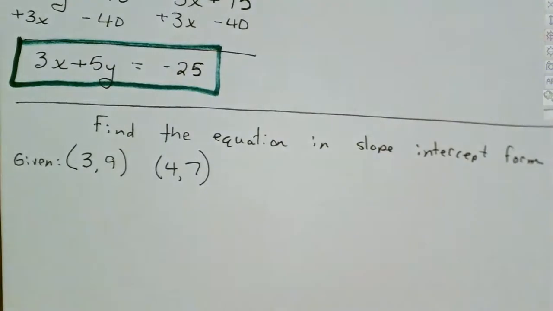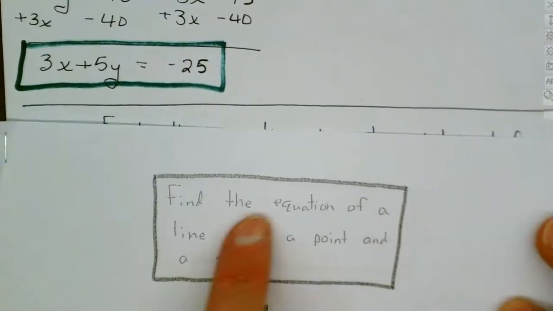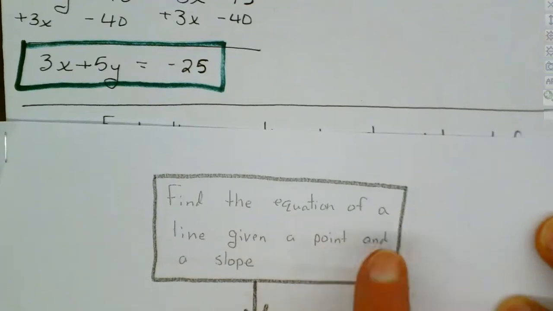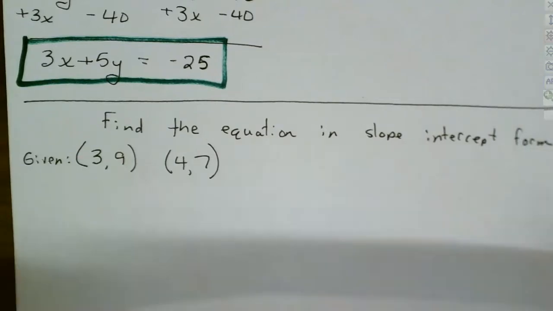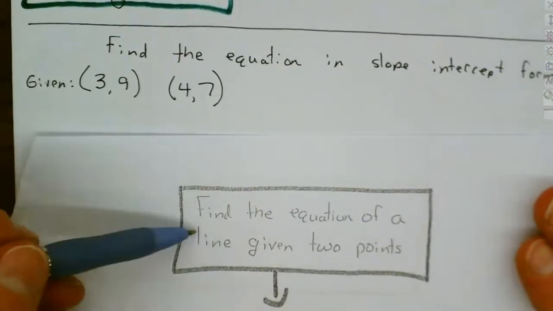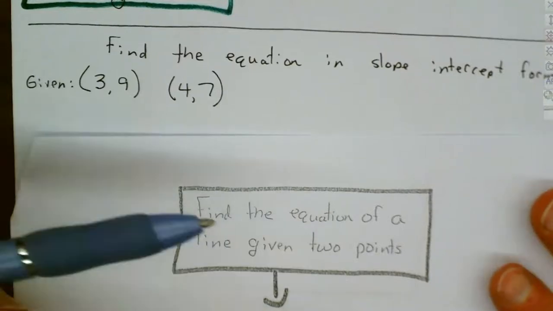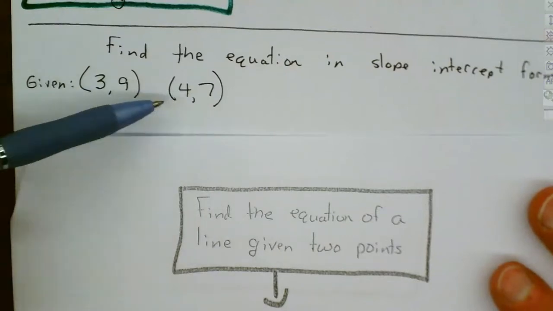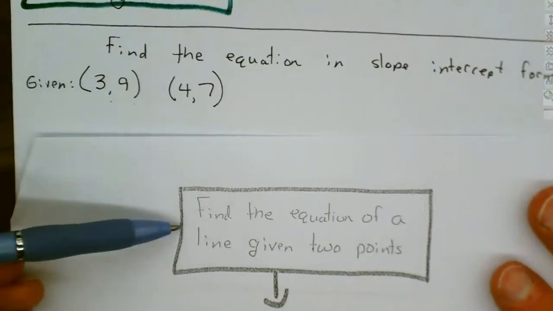Okay, now which flowchart are we going to use? We're not going to use the first one. Why not? Because this one says, find the equation of a line given a point and a slope. Do I have a slope yet? No. What's the second page say? Find the equation of a line when you're given what? 2 points. Is that what I have here? Yep, that's what I've got, isn't it? Right? I've got my 2 points. Find the equation of a line given 2 points.